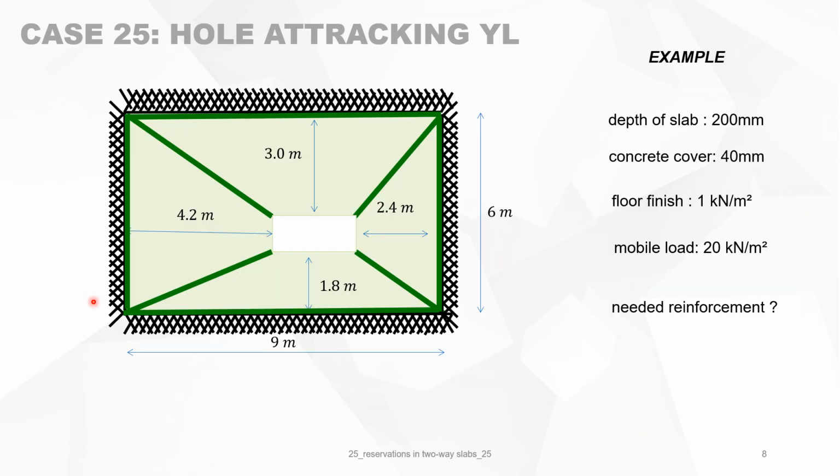Let's just give an example of how we can handle this. We have a slab 9 by 6 meters with a depth of 200 millimeters and a concrete cover of 40 millimeters, with a floor finish of 1 kilonewton per square meter and a live load of 20 kilonewtons per square meter. What is the reinforcement needed when we make a reservation as indicated on the drawing? We start with calculating the load in ULS, which is 1.35 times the permanent load plus 1.5 times the mobile load and gives you 38.1 kilonewton per square meter.